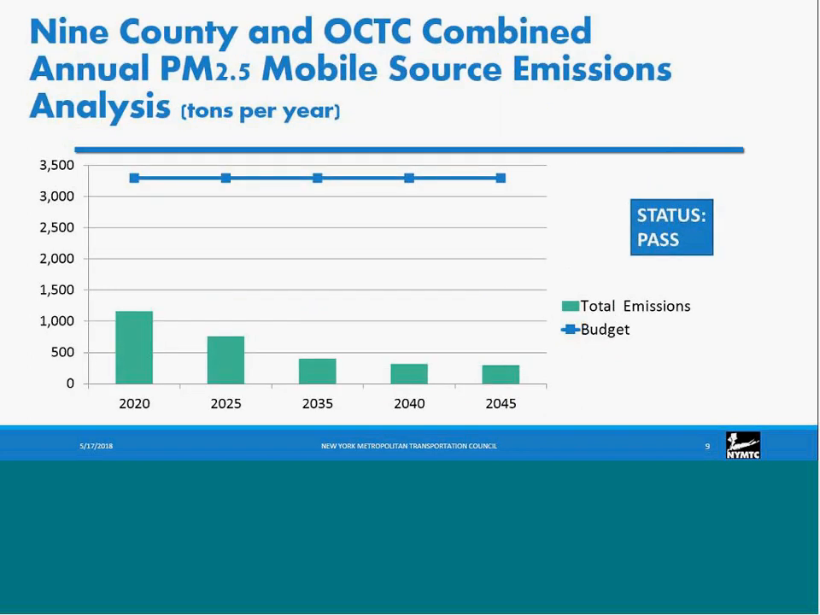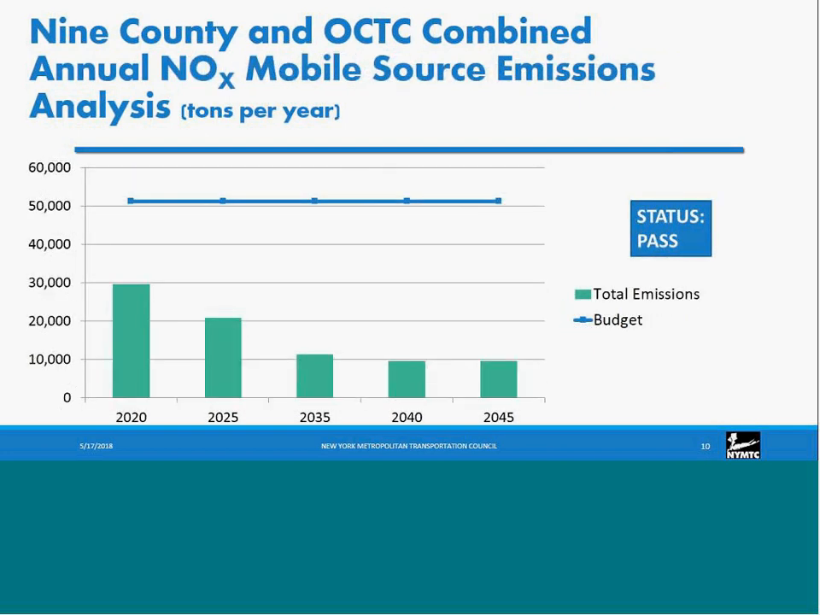For PM 2.5, which is our other required analysis, we measure that as annual PM 2.5. And again, you can see the motor vehicle budget is represented by the line, and the emissions from our program area are represented by the bars below. And again, there is a considerable amount of difference in those measurements, and we pass.